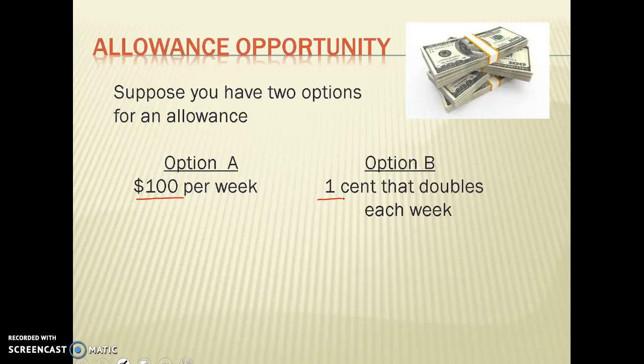So the second week you'd get 2 cents, the third week you'd get 4 cents, the next week you'd get 8 cents, and it just keeps doubling for an entire year. But you think about what option would you take? And why.